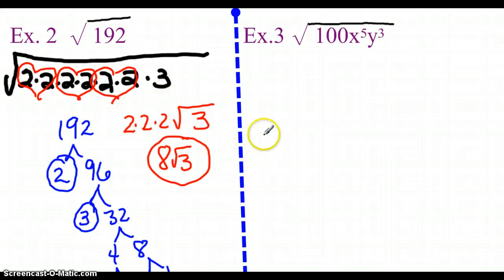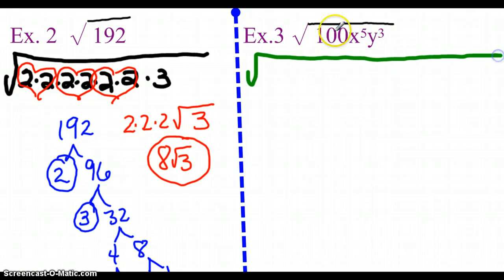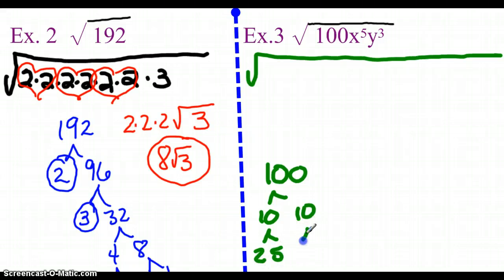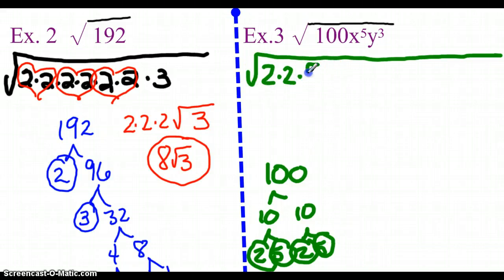Okay, let's try this one over here. On this one, my big thing to factor really is the 100. I'll show you what to do with those letters when we get there. But if I do my 100, 10 times 10, and each of those break into 2 times 5. So I have 2 2's and 2 5's. Now if it's x to the 5th, that means you've got 5 x's. And the y to the 3rd means you have 3 y's.